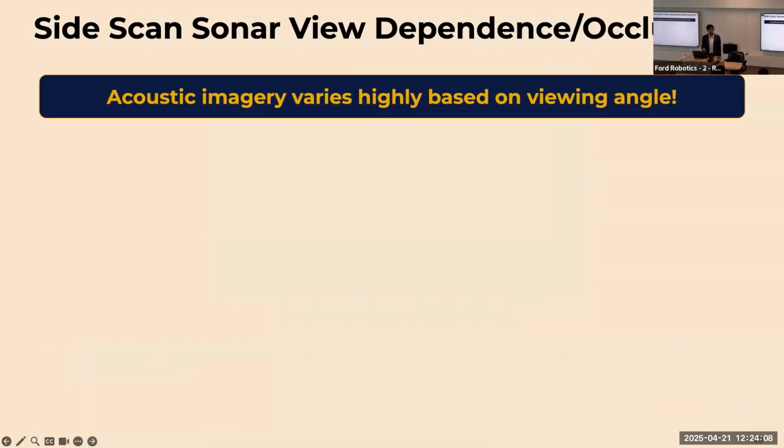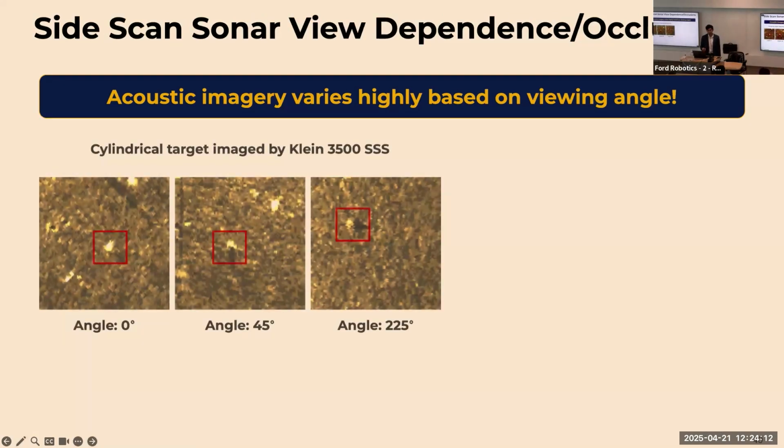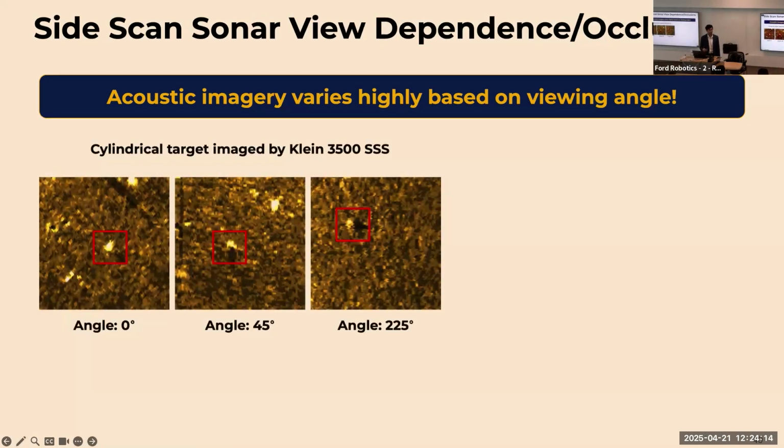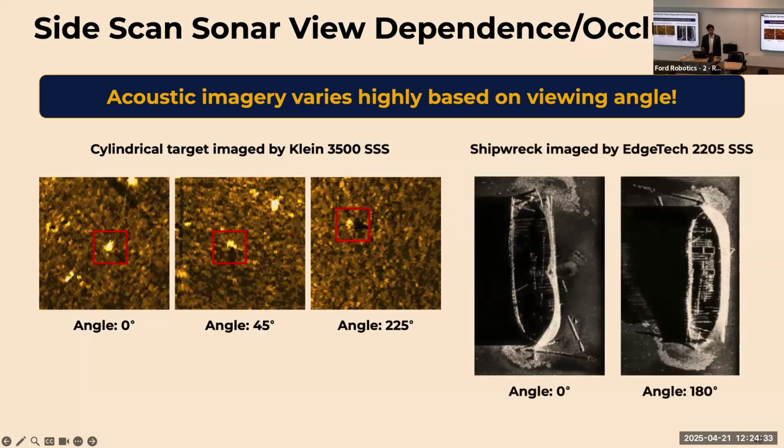One thing I want to hammer in is that acoustic imagery varies highly based on the viewing angle. You can see here a cylindrical target imaged by side scan sonar. As it moves from angle 0 to 225, the scattering patterns and shadow change drastically. You can imagine for a classifier this being quite confusing. It might have been trained on images from only one angle, but expected to generalize when these objects look different from other angles.